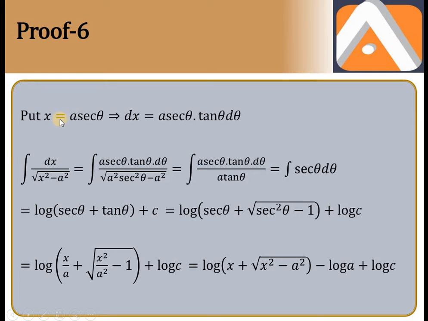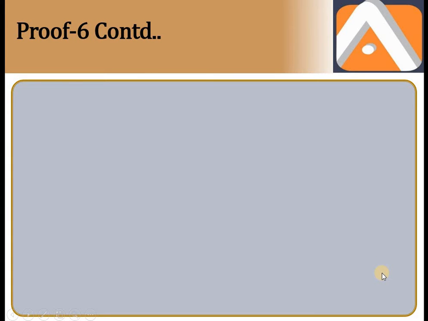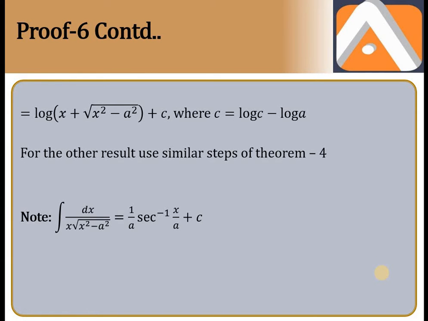Here, from this, secant theta value is x by a, and tan theta value will be under root of secant square theta minus 1. Now replace the values: sec theta value x by a, tan theta value under root of x square by a square minus 1. Take LCM. So log of x plus under root of x square minus a square upon a, that becomes minus log a plus c. So this entire term is taken as capital C. So here the c value is taken as log c.